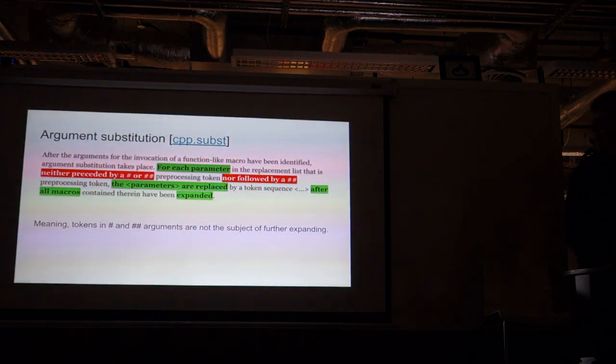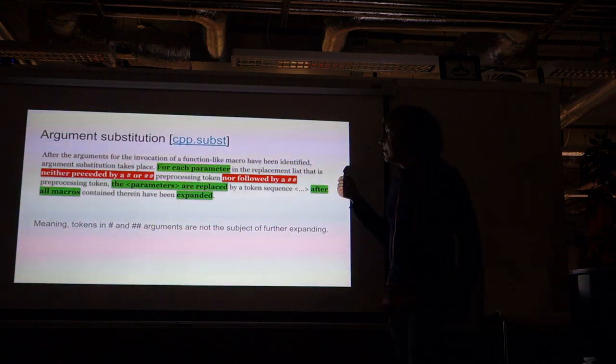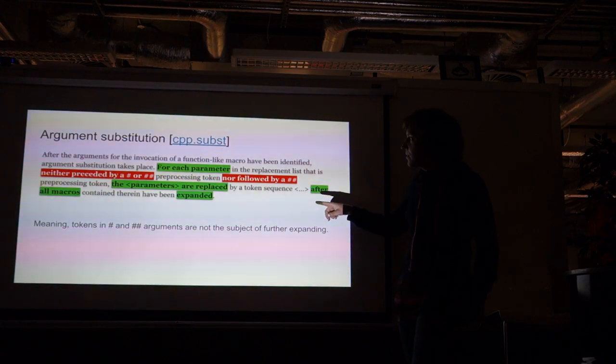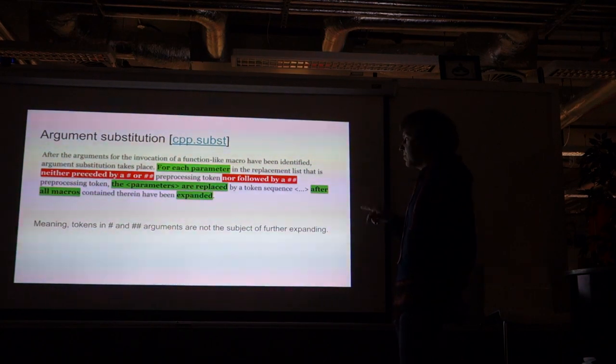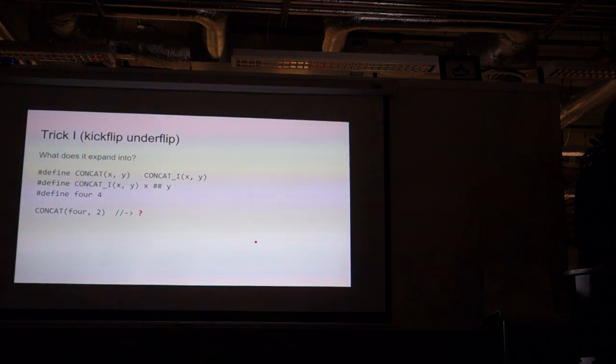This is the non-human standard description of the preprocessor, and I emphasized the more or less human words. For each parameter in the macro, the parameters are replaced after all macros are expanded. But in red, you see: neither preceded by a sharp or a sharp sharp, nor followed by a sharp sharp. This means the tokens in sharp and sharp sharp arguments are not subject to further expansion. So if we take a look again here, we immediately replace x with 4 and y with 2. And since 4 is not subject to further expansion, it immediately concatenates with 2.